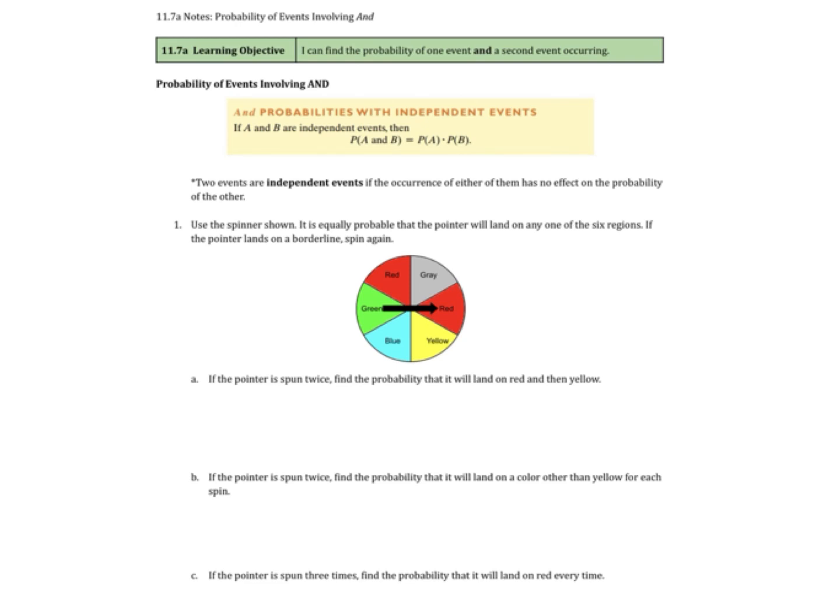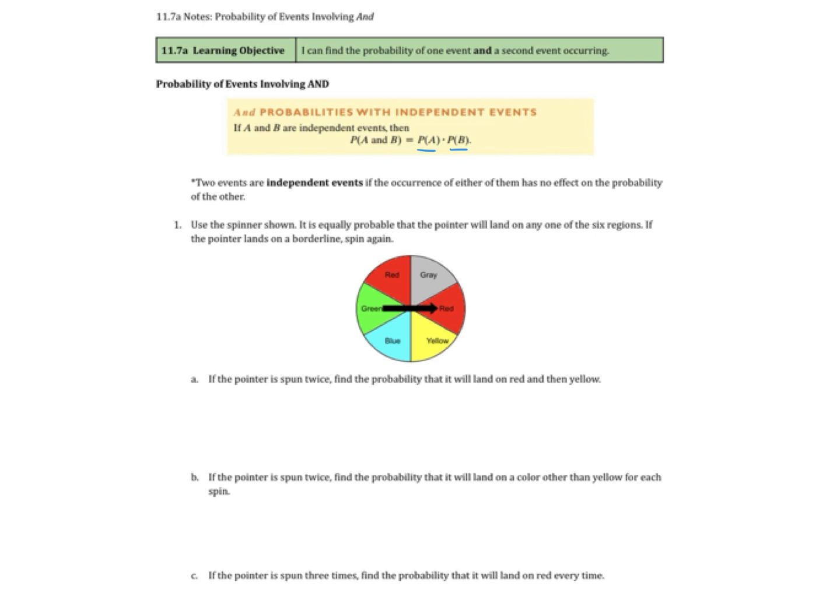Our goal in this video is to find the probability of one event and a second event occurring. If the events are independent, meaning the first event does not affect the probability of the second event, we will multiply the probability of each event together to get the probability of both events occurring.